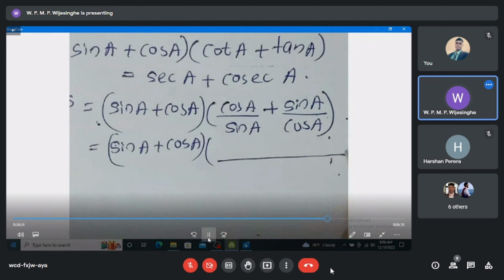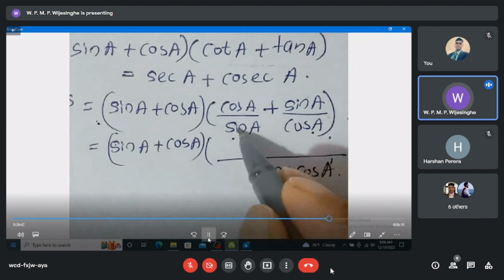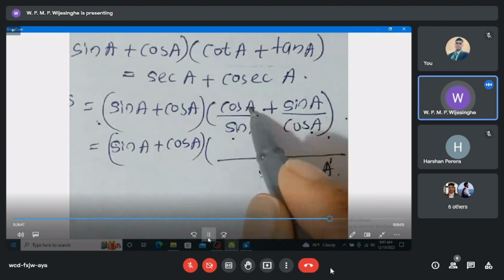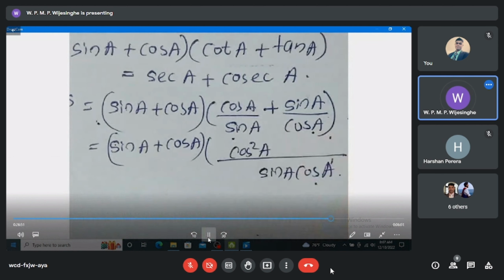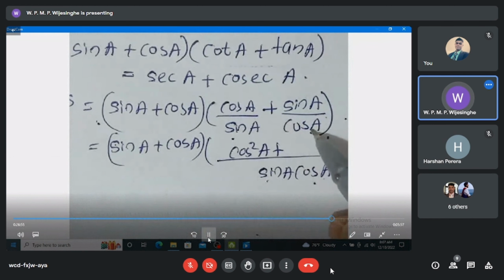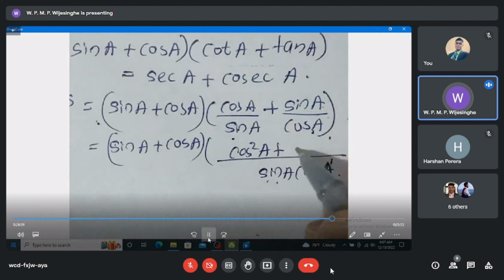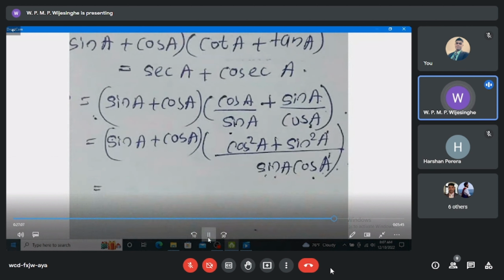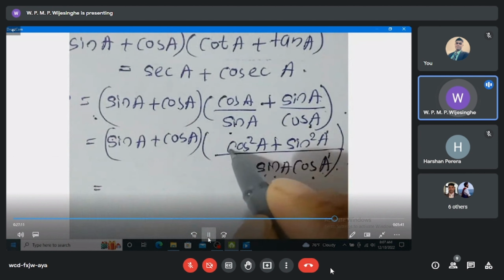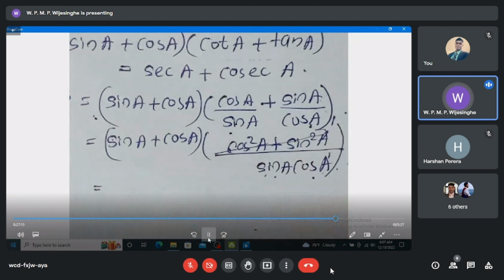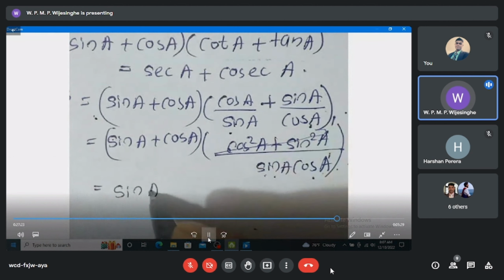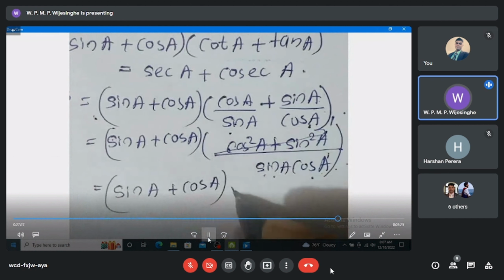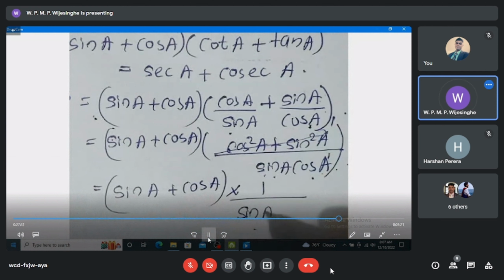What is the common denominator? It is sin times cos. Sin A cos A divided by sin A, then it remains cos A. Cos A should be multiplied by cos A. Then it is cos square A plus, sin A cos A divided by cos A, it remains sin A. Sin A should be multiplied by sin A. It is sin square A. Right? Okay. Here you can see that you know the value for this relationship. Sin square A plus cos square A is equal to 1. Then I can write here sin A plus cos A multiplied by 1 divided by sin A cos A.